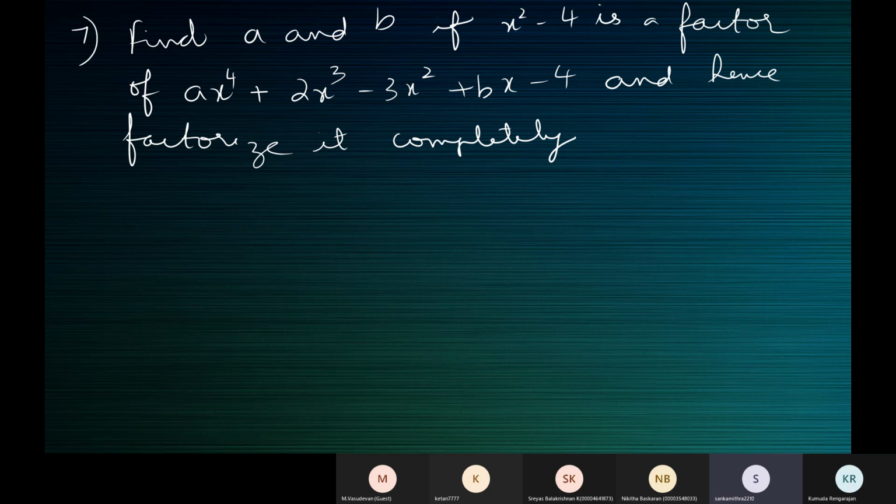b is equal to 8a, and minus b is equal to 8a. These are the two equations you're getting, is it? Yes, ma'am. Oh, but I have something else. One minute. Let me see if I've written the question correctly. x square minus 4 is a factor of ax to the power 4 plus 2x cubed plus bx minus 4.